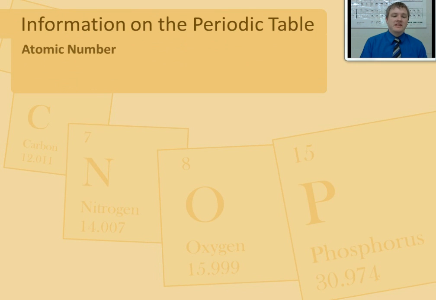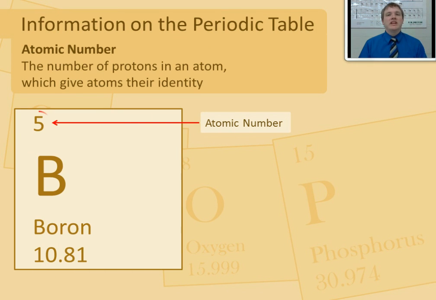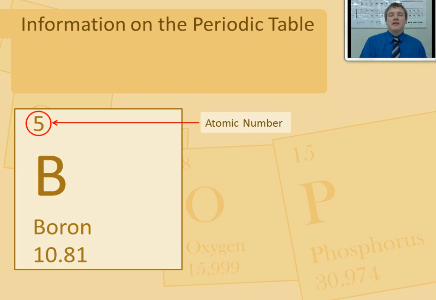First off, the atomic number, which is usually at the top of the element square, gives you the number of protons in any atom of any element on the periodic table. That number is firmly fixed because that number of protons determines what type of atom it is. So boron atoms have to have 5 protons in their nucleus. The bottom number, remember, is the average atomic mass.